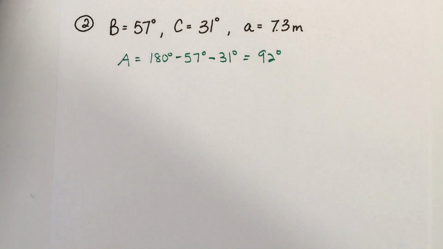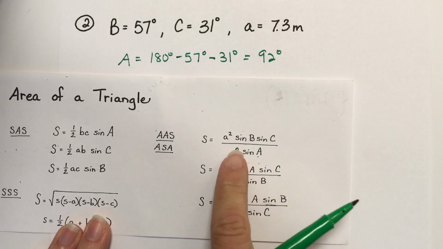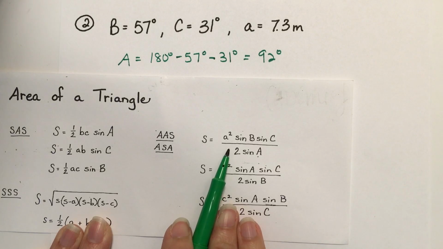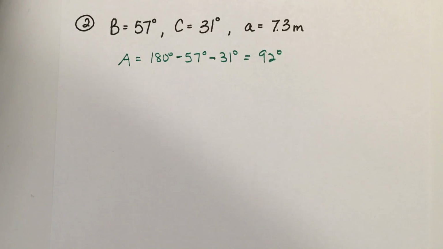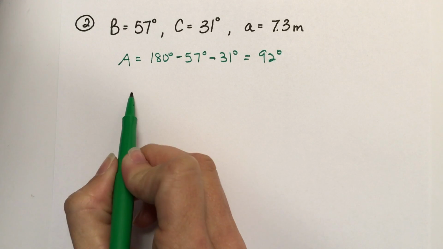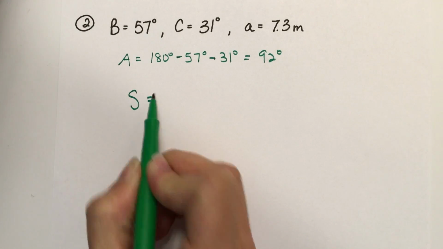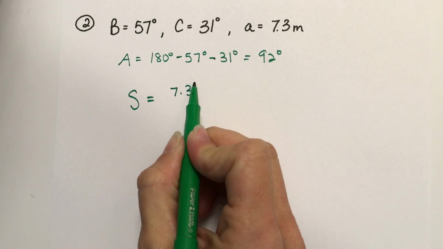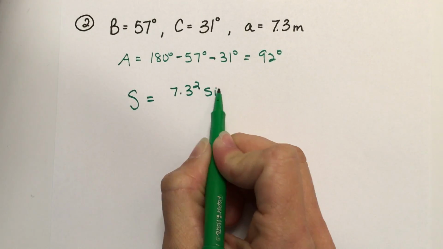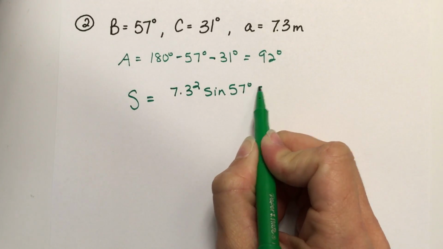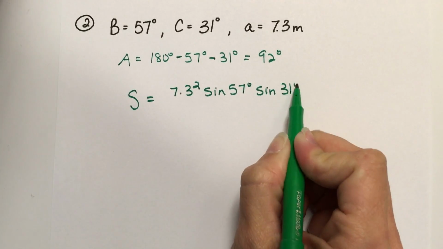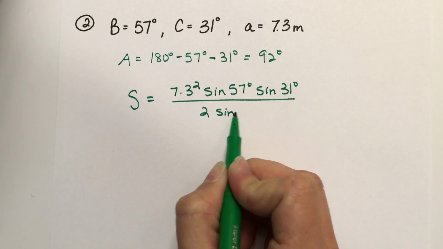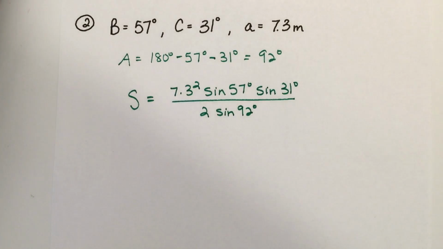Okay, now the formula that you would use would actually be the first one because it is side A, so this first one that I have right here will be the one that I'm going to follow. Okay, so that's going to be 7.3 squared times sine of 57 degrees times sine of 31 degrees divided by 2 times sine of 92 degrees.